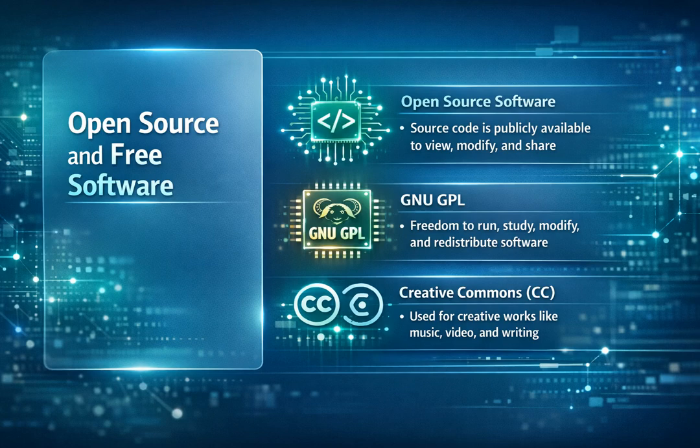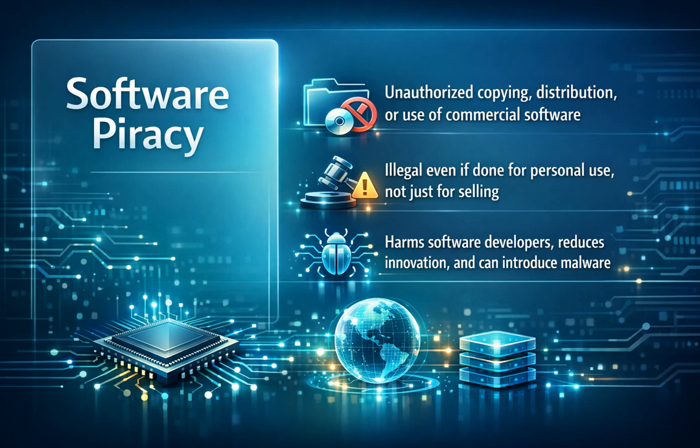The GPL license is one of the most popular, guaranteeing users the freedom to run, study, and modify software. Creative Commons licenses apply to creative content like music, videos, and text, allowing creators to specify how others may use their work. Software piracy is the unauthorized copying, distribution, or use of commercial software. Even copying software for personal use without a license is illegal.